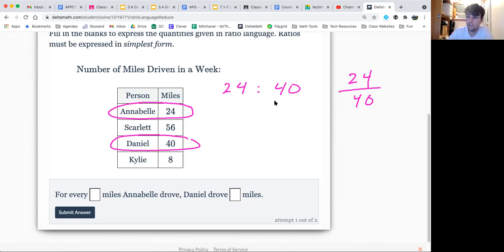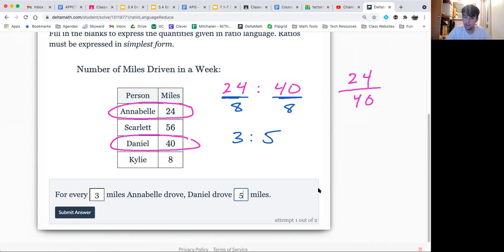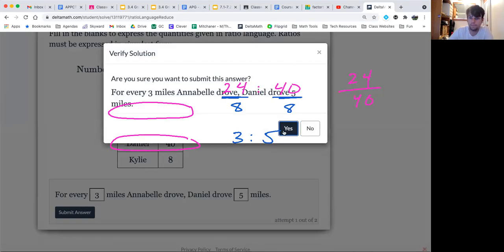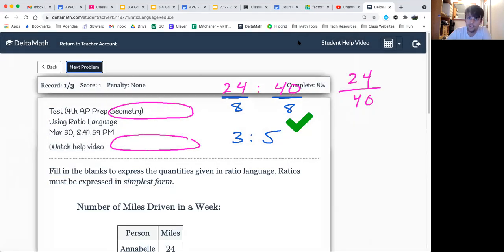So we want to find the greatest common factor between these two numbers. What can I divide them both by? That's the largest. And just sort of looking at that, I believe that's going to be 8. So I divide both of these by 8, and we end up getting 3 to 5. So using the language here, that would be for every 3 miles that Annabelle drove, Daniel drove 5 miles. We'll go ahead and submit that, and hopefully we've got the right answer.